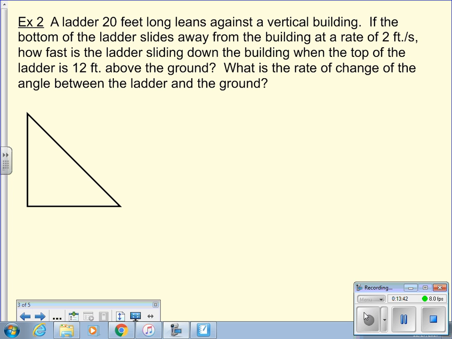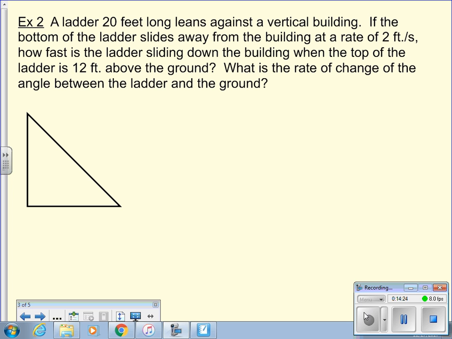This is huge. Calculus loves to ask sliding ladder problems. I love the sliding ladder problems because they're easy. What are we dealing with? We're dealing with a right triangle. Right triangles are easy. Trig functions are easy for right triangles. And what is the biggest, most popular equation that you use with right triangles? Yeah, it's the Pythagorean theorem. A squared plus b squared equals c squared. Same thing, and you're going to need that for this problem.